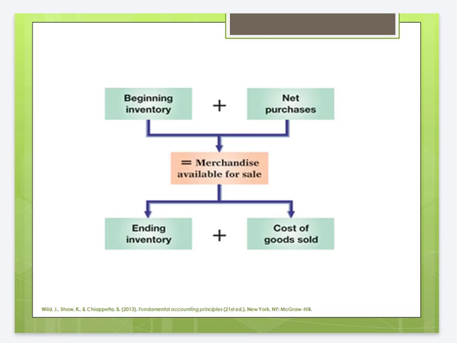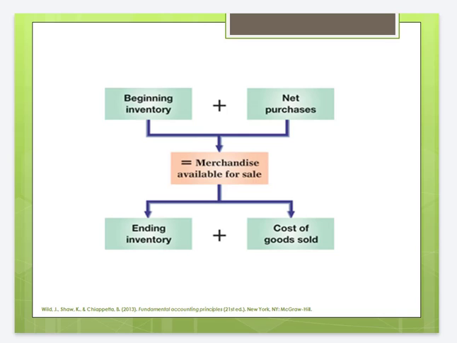If we take the beginning inventory plus the net purchases, this gives us our merchandise available for sale. Sometimes you'll also see this called goods available for sale. This is basically everything that we had available to sell to our customers during a given accounting period.